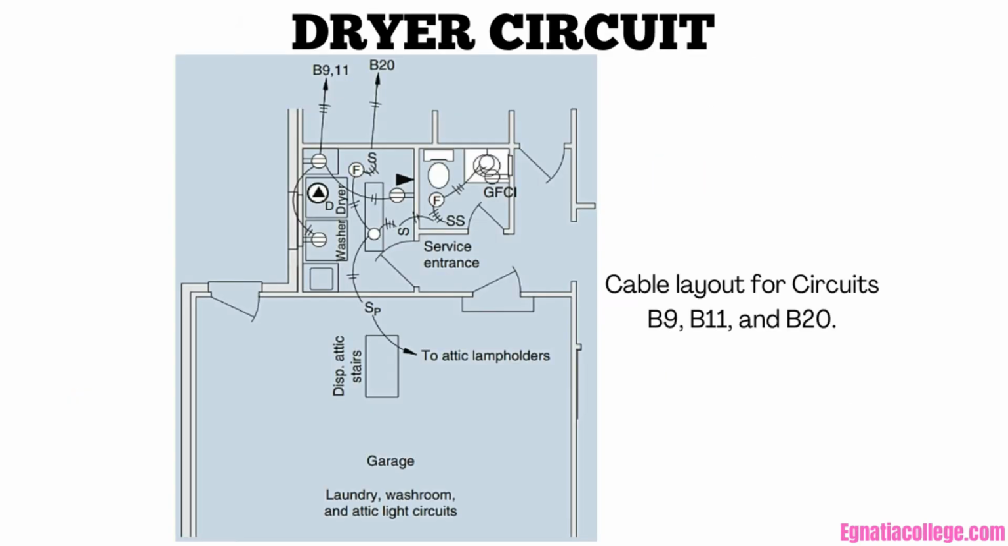Dryer circuit. A separate circuit is provided in the laundry room for the electric clothes dryer. This appliance demands a large amount of power. The special circuit provided for the dryer is indicated on the plans by the symbol of a triangle and letter D. The dryer is connected to circuit B1/B3.